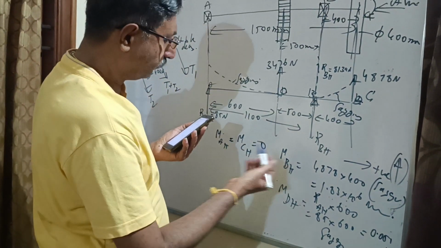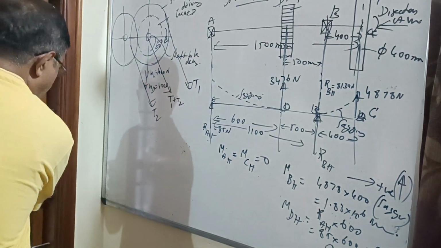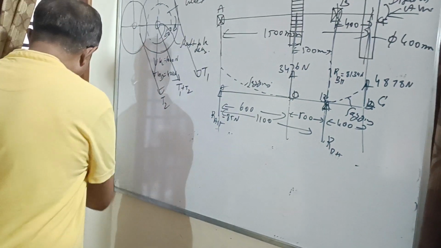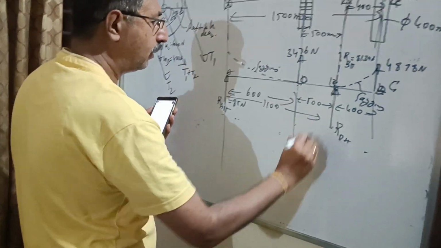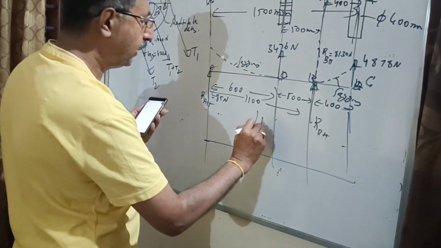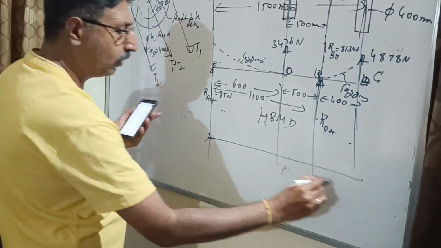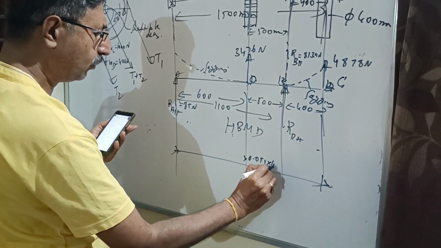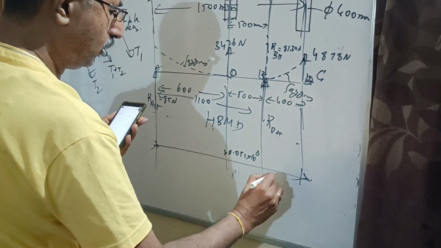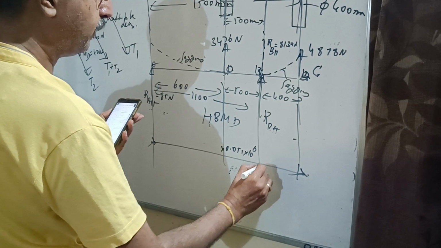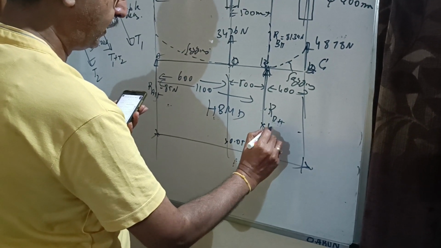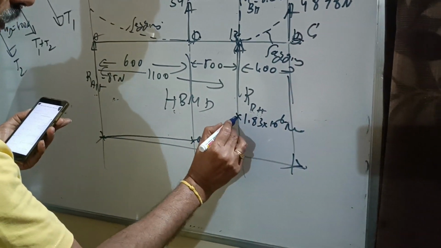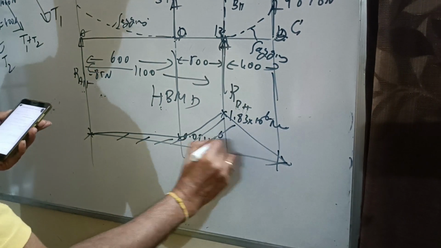Both are sagging. Now, as usual, we will draw the horizontal bending moment diagram. We call it HBMD. At the end point, it is 0. Here it is a very small value, around 0.051 into 10 raised to 6. Of course, both are sagging here. At point B, it is 1.83 into 10 raised to 6 Newton millimeter. So we will show this here. It will go like this, I think. So this is the horizontal bending moment diagram.